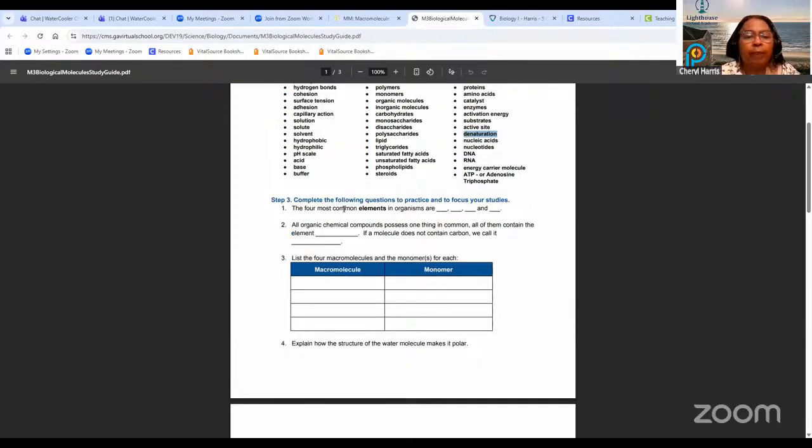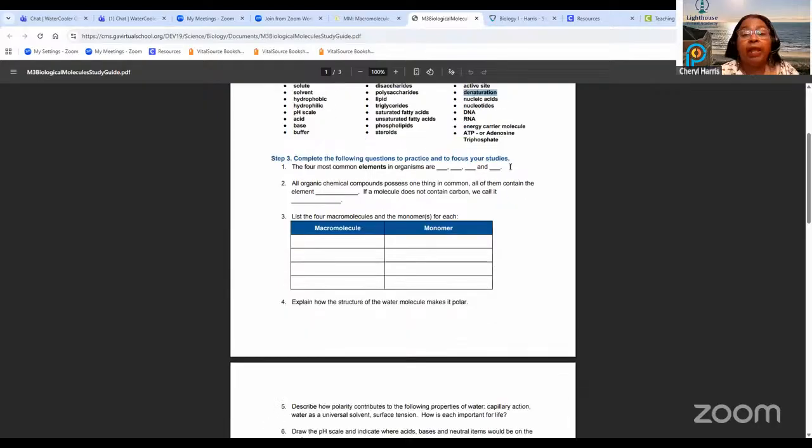All right, the four most common elements in an organism are carbon, hydrogen, oxygen, and nitrogen. Those are the most common. We do have some that have phosphorus in them, but that's extra. All of them have carbon, hydrogen, and oxygen. Some have nitrogen, like proteins and nucleic acids, and nucleic acids have phosphorus. Lipids have phosphorus but not nitrogen.